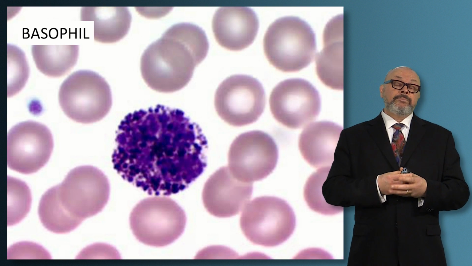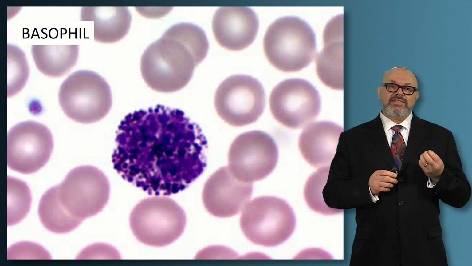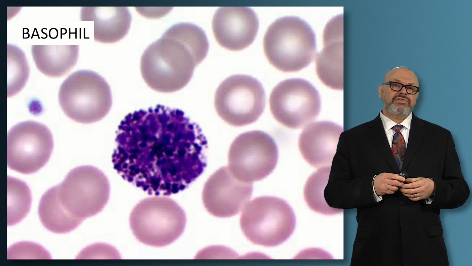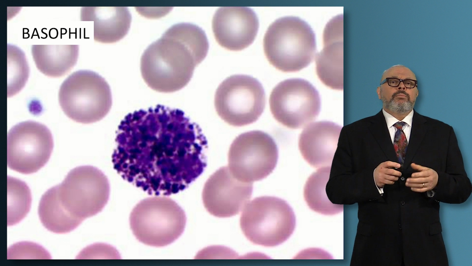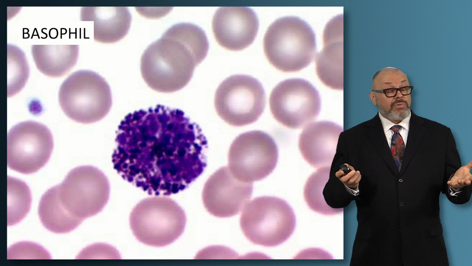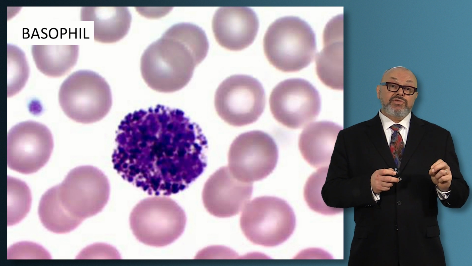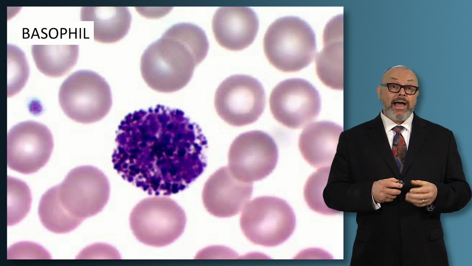This is a basophil. A basophil is a white blood cell that's chock-a-block packed with these dense, dark blue granules. It looks, to my eye, to be quite irritated. Basophils are rare cells. If you see numerous basophils, something's wrong. And the classic association is between increased basophil count and the disease chronic myeloid leukemia.